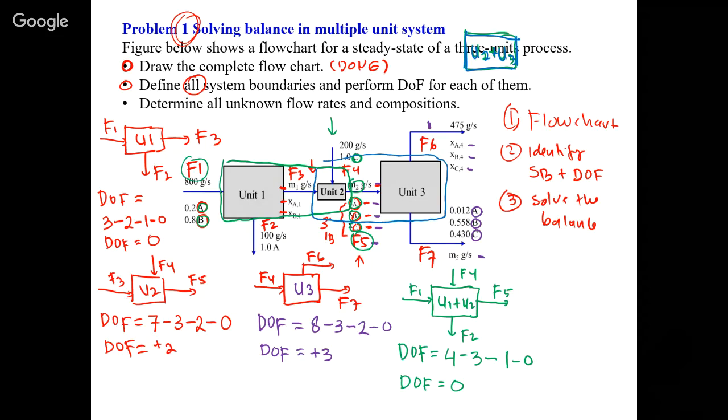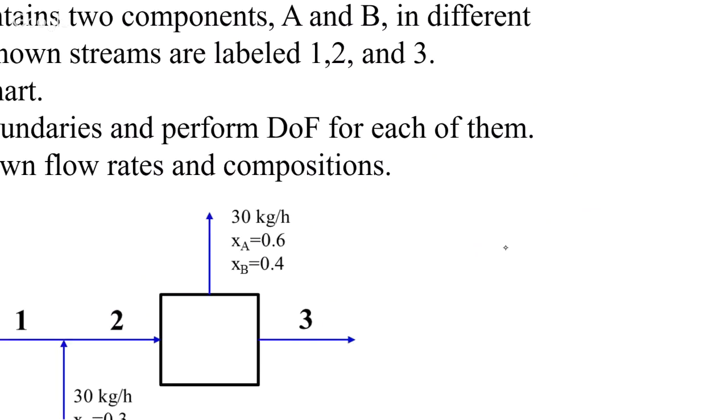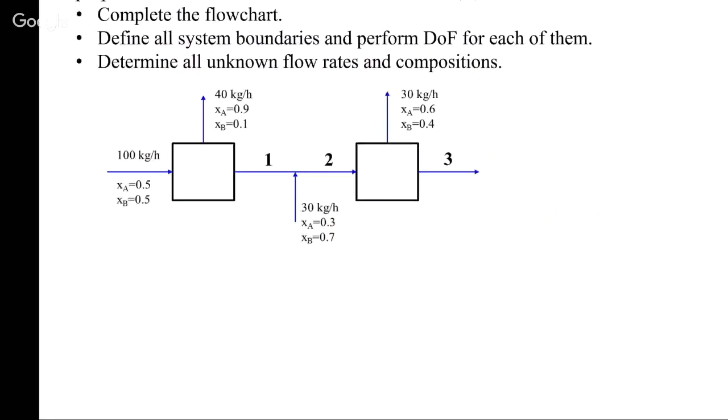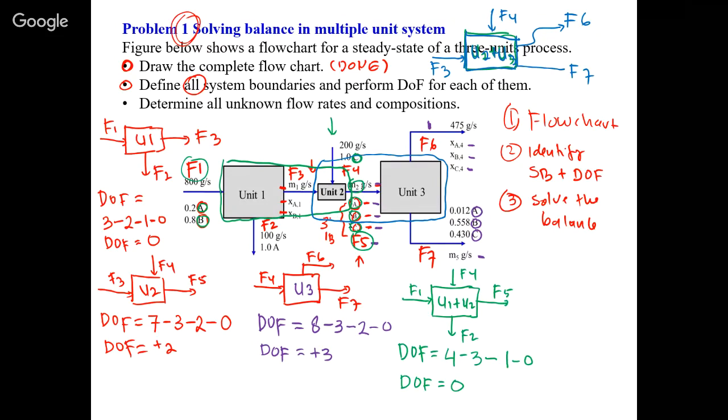You have inlet F3, inlet of F4, and you have outlet of F6 and F7. Okay, we have outlet of F7 here. So next, again, you do the DOF.